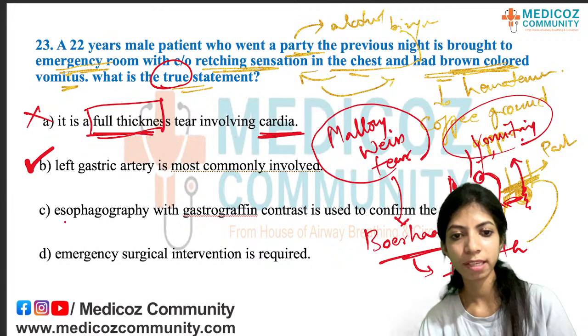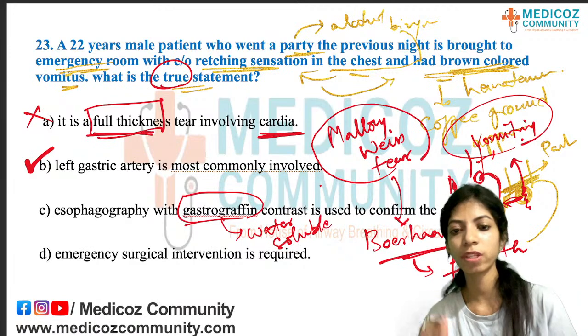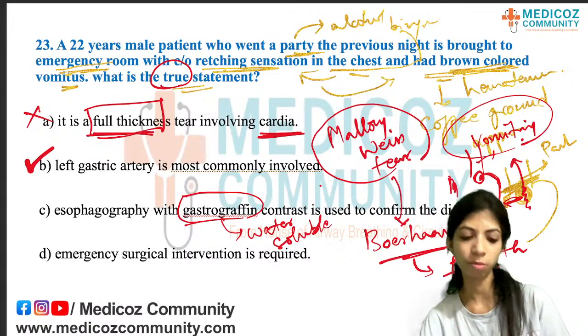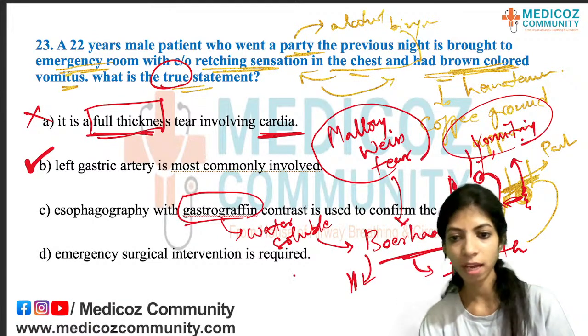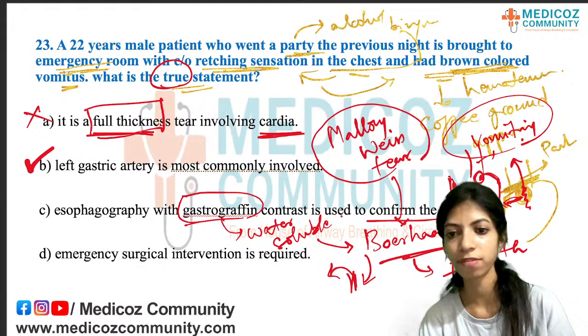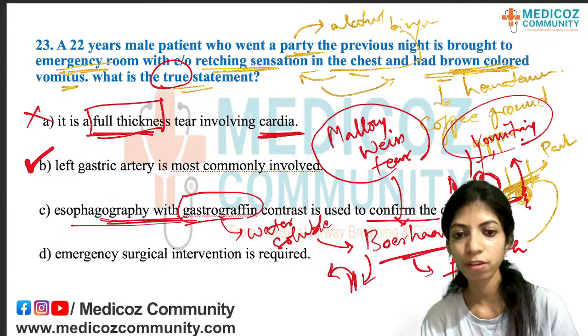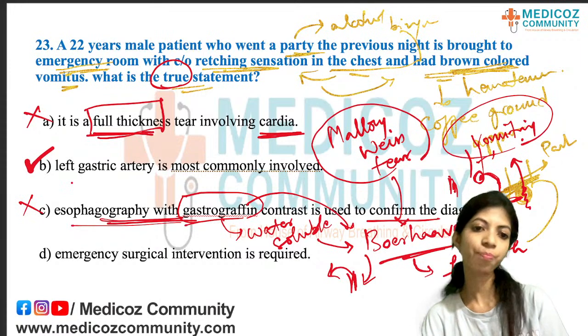And what is option C? Esophagography with gastrografin contrast. What is this gastrografin? This is your water soluble contrast. You can get a question from these contrasts as well, which is water soluble, which is not. Gastrografin is a water soluble contrast. This is used in case of Boerhaave syndrome. As there is perforation, you put this dye, and if there is leakage of this dye, then it is confirmatory for Boerhaave syndrome. So this is a wrong option.